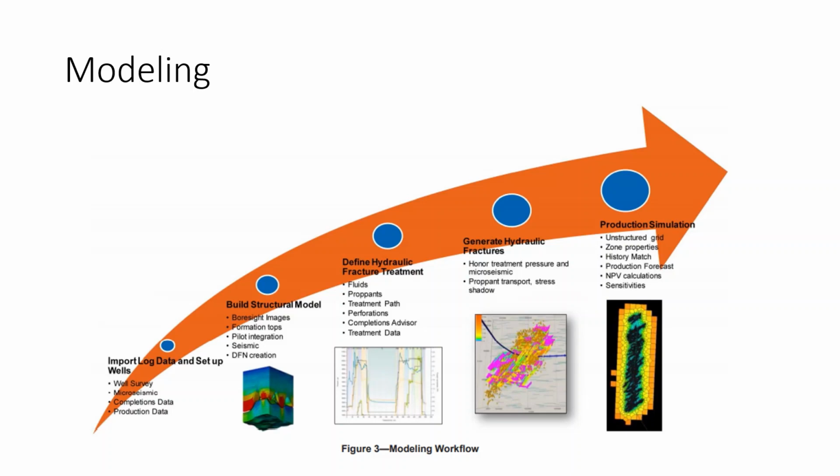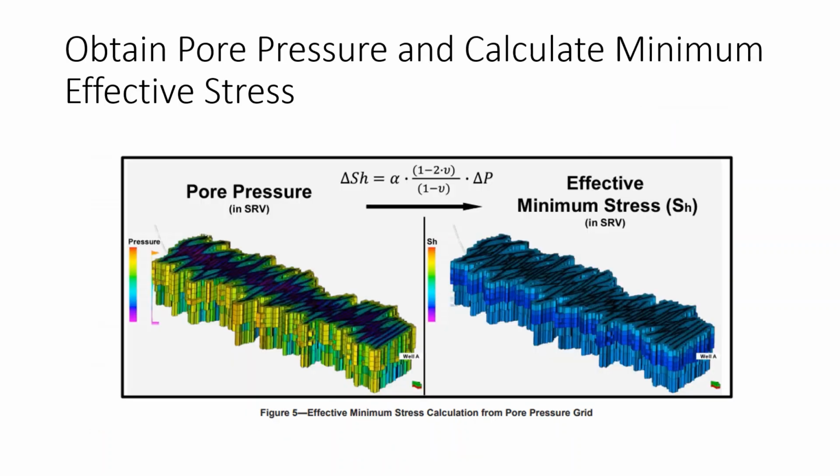Once you get a proper history match, the paper talks about how you can get your pore pressure calculations from your simulated rock volume, and you use that first equation that I talked about, inputting your pore pressure to get your minimum effective stress in your SRV.